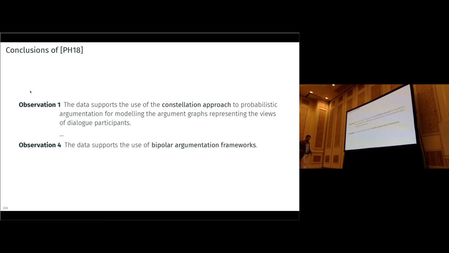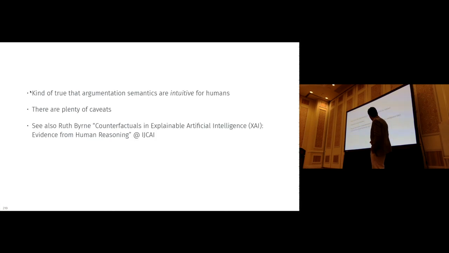And also that people like to have both an attack and a support relation between utterances. If you're using standard Dung's argumentation frameworks, you just have to express attacks, while people like to think not just in terms of attacks, but also in terms of support between different statements. So the point here is, it's kind of true that argumentation semantics are intuitive for humans, kind of. There are caveats in the sense that you need to choose the right one, and the right one might not necessarily be one of the standard ones from Dung's argumentation framework. Something with more of a probabilistic flavor might be necessary.